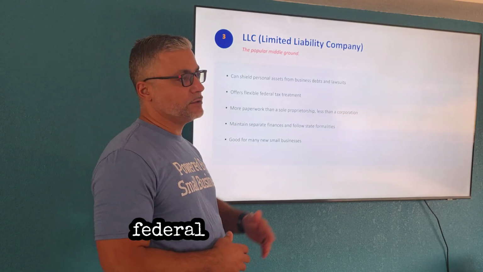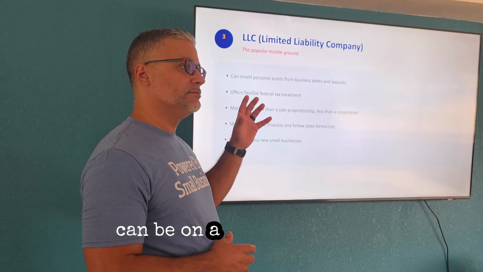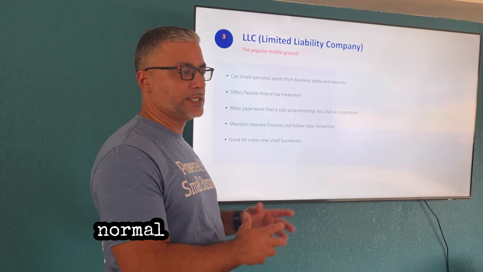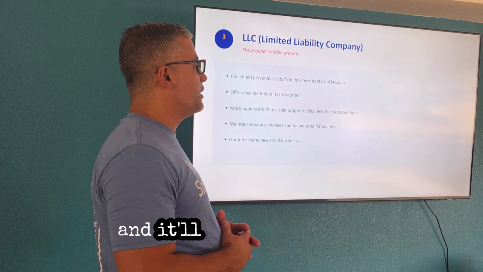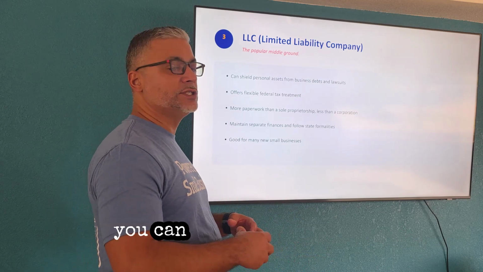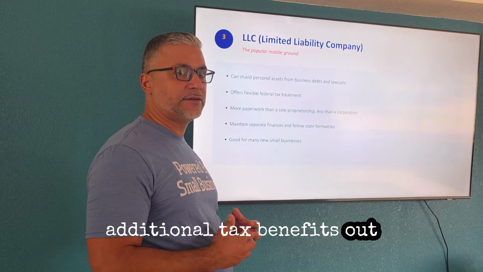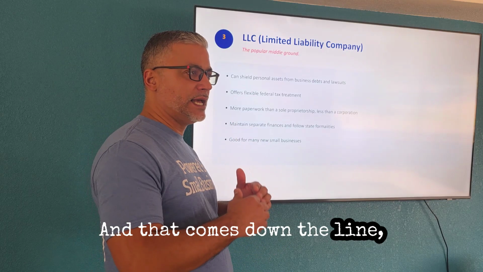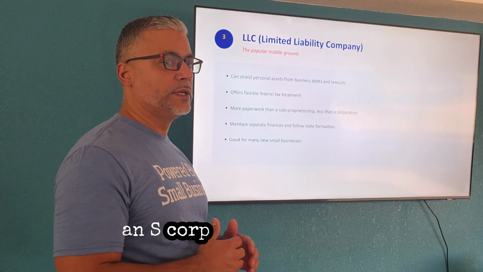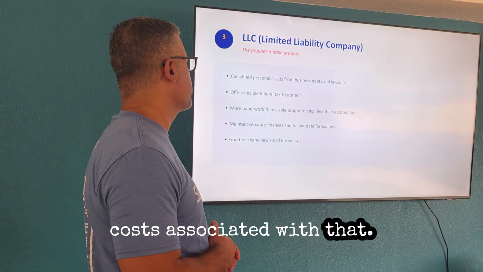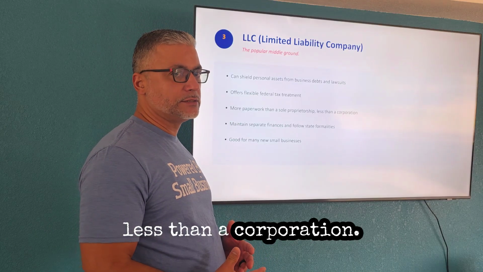There's flexible federal tax treatment. What that means is an LLC can be on a Schedule C tax return, which is like a normal tax return, or you can ask to be taxed as an S corp, and it'll have its own tax return. That means you can start putting yourself on payroll, and you can start taking some additional tax benefits out of operating your business. And that comes down the line. Your business should be making a certain amount of net income before you consider an S corp, because there are costs associated with that. But there's more paperwork, right, than a sole proprietor, but less than a corporation.